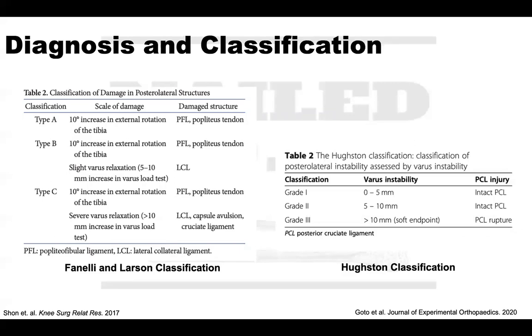So for the Fanelli and Larson classification, we're going to look at whether there's an increase in external rotation of the tibia. And then that also combines it with varus instability as well. And then for the Hughston classification, it's just looking at varus instability. And we're evaluating whether there's a soft endpoint or not. That's essentially telling us, depending on how much varus instability there is, whether we have an intact PCL or deficient PCL plus PLC injury.